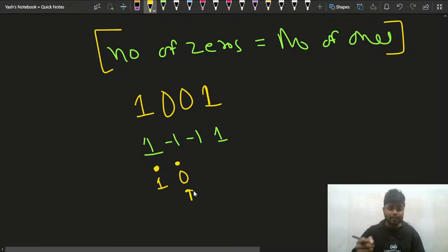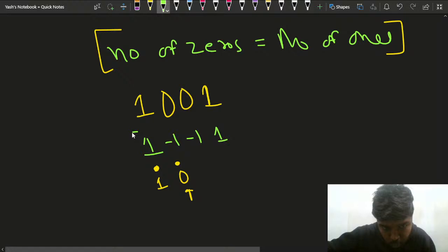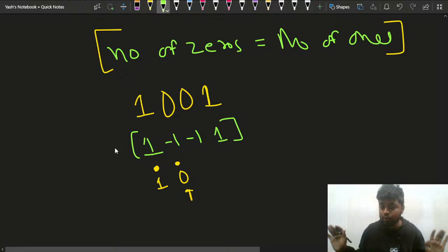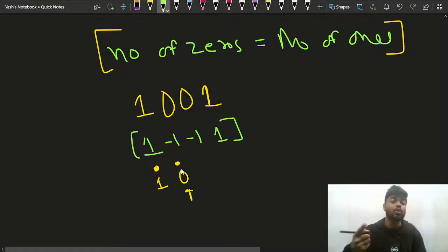If I am encountering a prefixSum of 0, does that indicate something? I am representing this particular array 1 0 0 1 like this: 1, minus 1, minus 1, and 1. So that means I do not have any 0 in my array, right? But still I am getting a prefixSum as 0, so that basically indicates that there would be an equal number of zeros and ones in it, right?